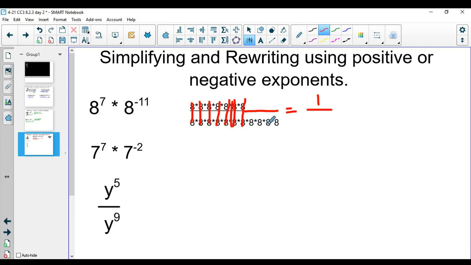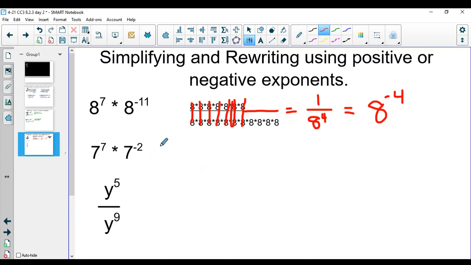We have 4 factors of 8 in the denominator. So I can write this with positive exponents by writing 1 over 8 to the 4th. I could also write it with negative exponents because if I'm dividing by 8 4 times, that's the same thing as writing 8 to the negative 4th.